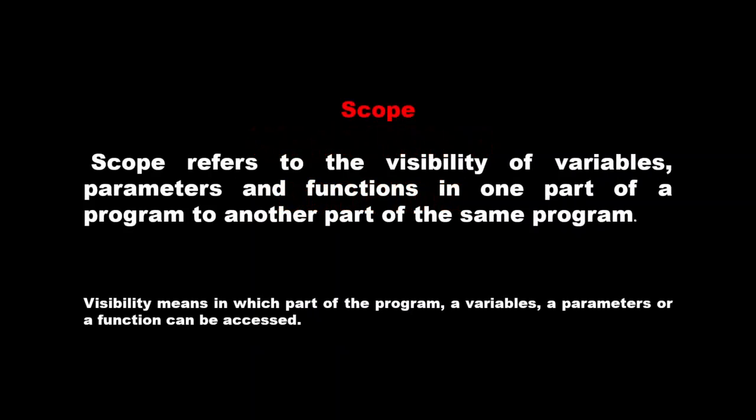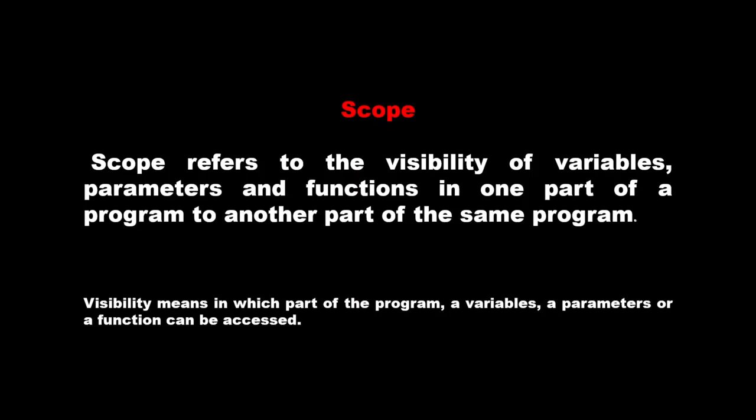Today, we are going to discuss our third chapter, scoping. What is a scope? Scope refers to the visibility of variables, parameters, and functions in one part of a program to another part of the same program. So, scope refers to the visibility.